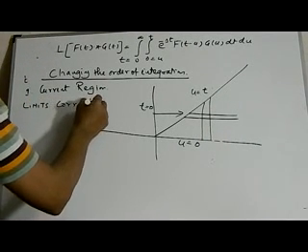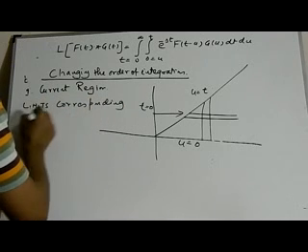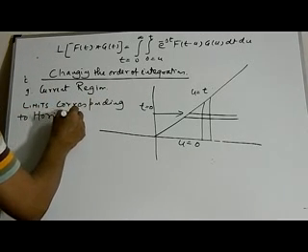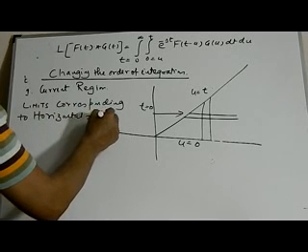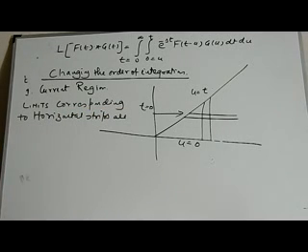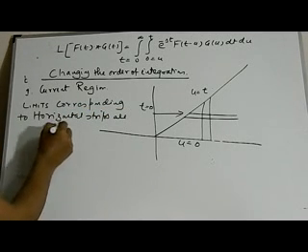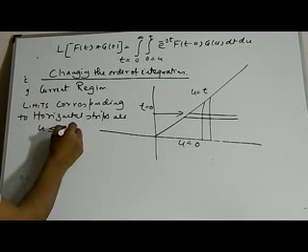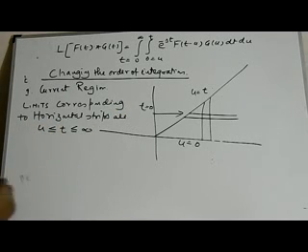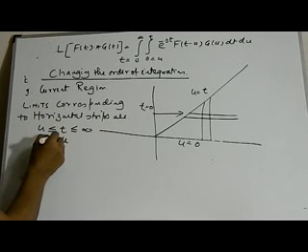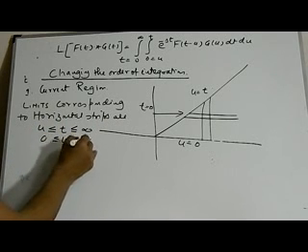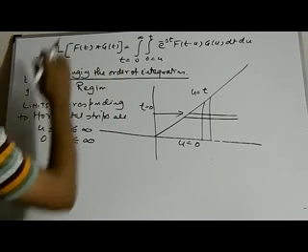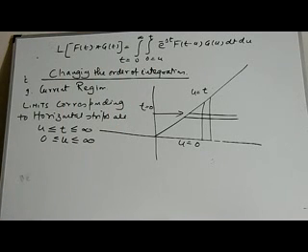So the limits corresponding to the horizontal strip are: your t will vary from where to where? u to infinity. And u will vary from where to where? 0 to infinity. So I will use these limits here to establish the proof of this convolution theorem.